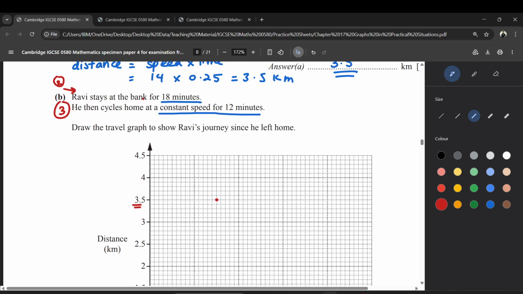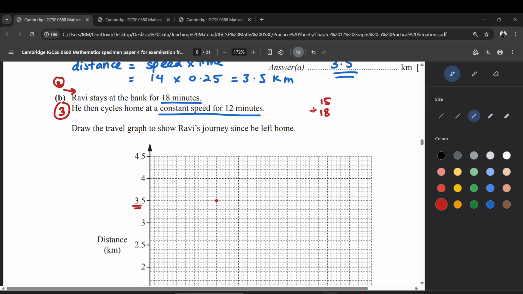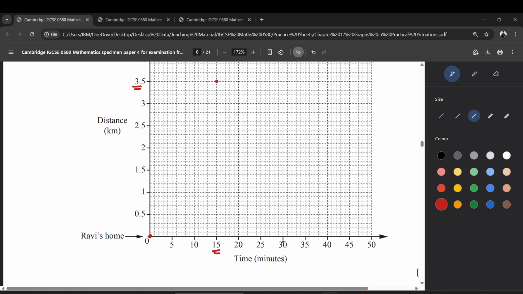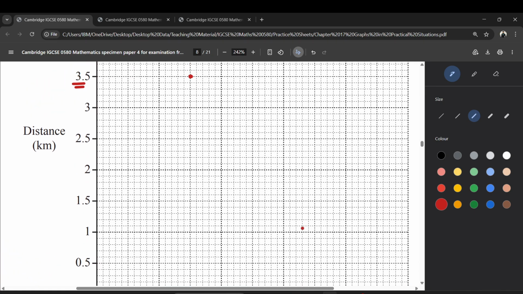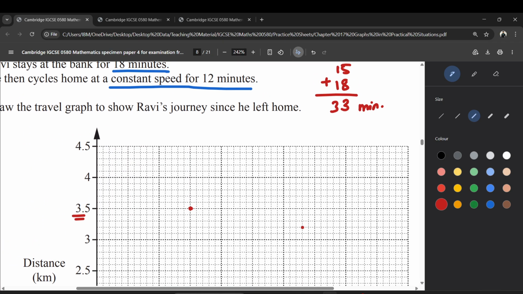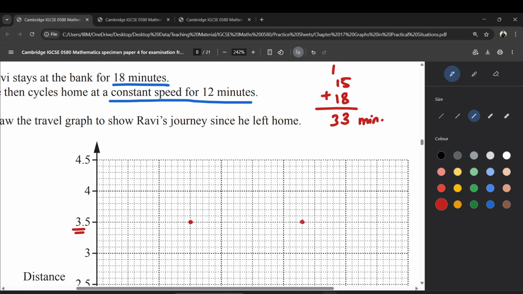Now for the next 18 minutes, he stays at the bank. So how do we represent that on our graph? That would be represented by a horizontal line. Okay, so 15 plus 18 would be 33. So my time would be 33 minutes. So let's take a look. This is 30, 31, 32, and this is 33. So let me just follow along. This is where my next point is going to be.